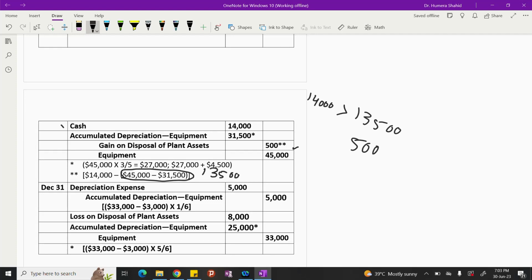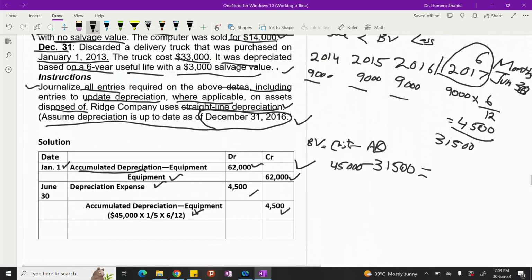By selling this computer, we get cash of 14,000. We will sell this computer, so equipment will get credit with its cost, and because we are crediting the equipment, we have to debit accumulated depreciation, which we just calculated, 31,500, and we also calculated the gain on the sale of this equipment. So gains are credited like profits. So gain on disposal of plant asset, that is 500. This is it for journal entry number 2.